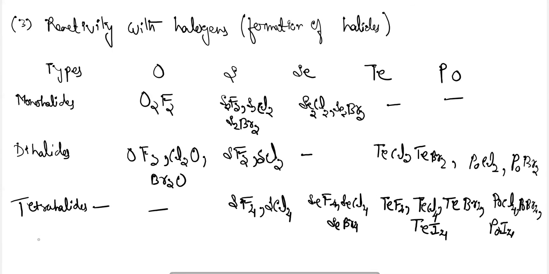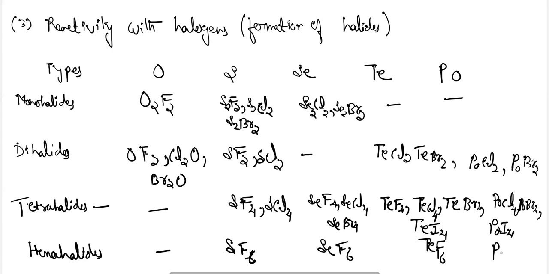And the last is the hexahalides. Oxygen does not form hexahalides, but sulfur can form SF6. Only hexafluoride is possible. SeF6, TeF6, and last is polonium. Polonium hexafluoride is also not possible. Only SF6, sulfur hexafluoride, selenium hexafluoride, and tellurium hexafluoride are possible.